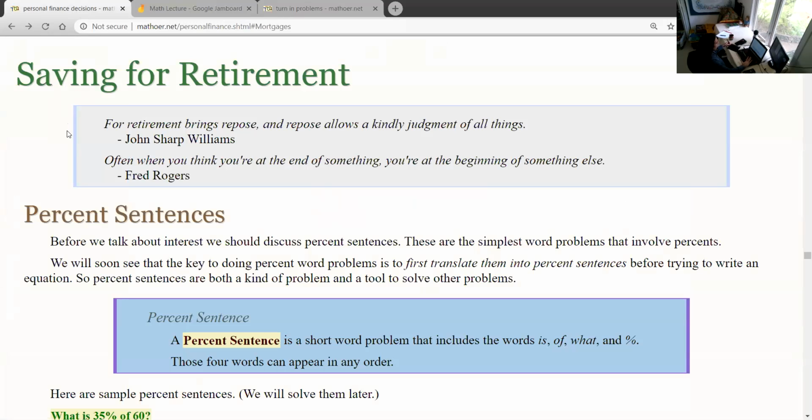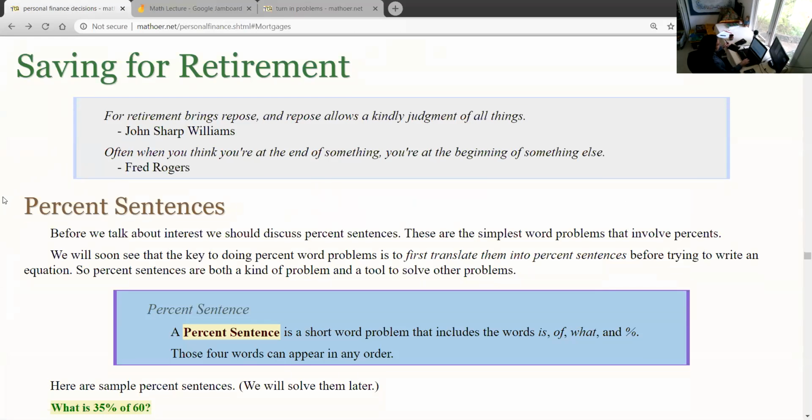Okay. Ask me questions. Saving for retirement starts with a review of Math 20 percent sentences. And I'd like this to be kind of all we do today. If you don't ask me any questions, we'll go too far and actually get into the stuff about saving. But percent sentences are probably worth reviewing for 20 minutes. So here we go.